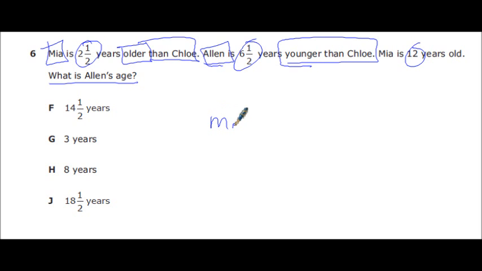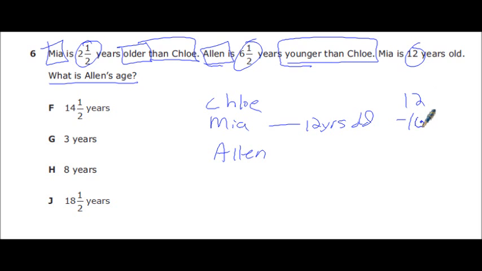So I have Mia, I have Alan, and I have Chloe. So I know that Mia is 12 years old. That's what I know. And it says that Mia is 2.5 years older than Chloe. So I would take 12 and I would subtract, I'm sorry, I would subtract 2.5 from it. So that just stays right there. So I start with 12, and I'm going to subtract, Mia is 2.5 years older, 2.5. So I get an answer of 9.5.